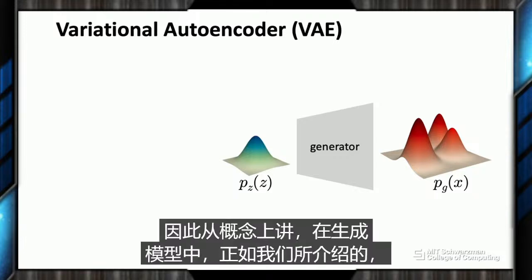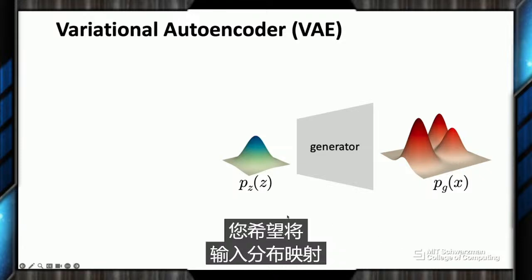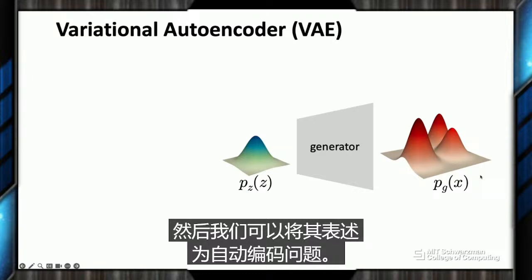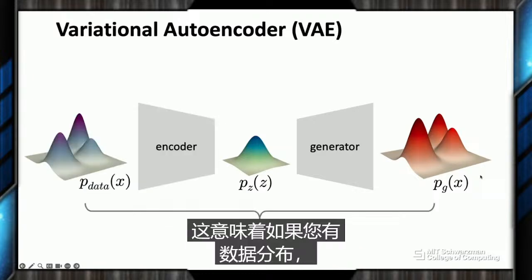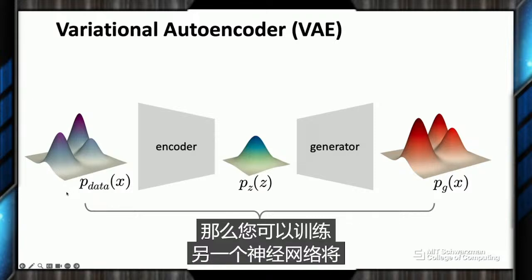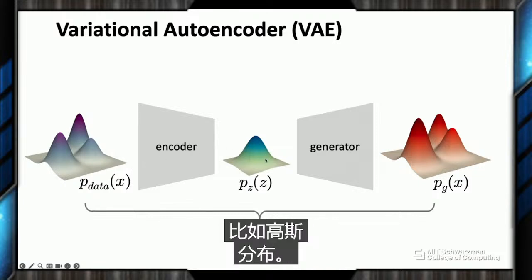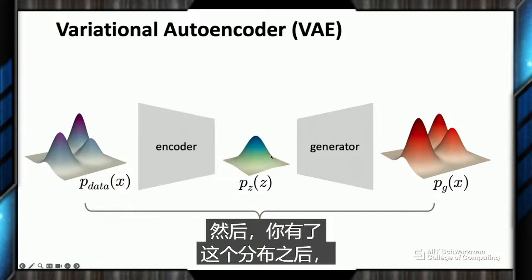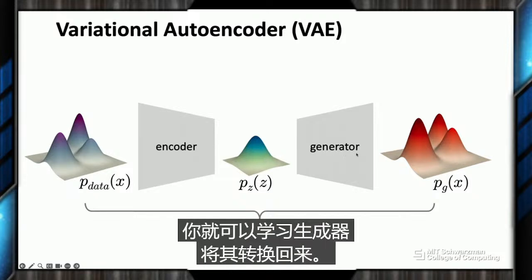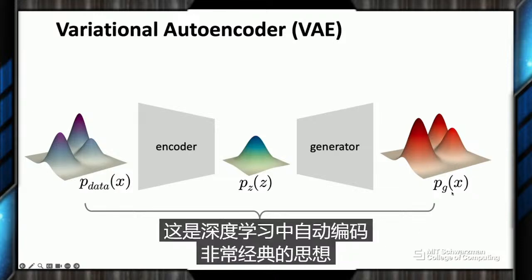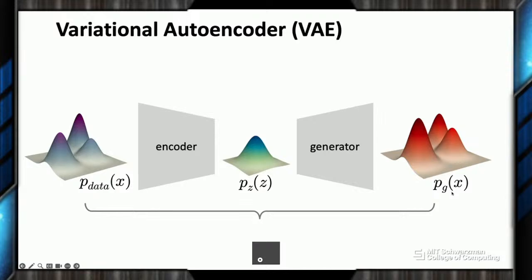Conceptually, in a generative model, as we have introduced, you want to map an input distribution to an output distribution. Then we can formulate this as an autoencoding problem. That means if you have the distribution of the data, then you can train another neural network to map the data distribution to the distribution you like, let's say a Gaussian distribution. Then after you have this distribution, you can learn the generator to transform it back. Then you compute the distance between the inputs and the outputs. So this is the very classical idea of autoencoding in deep learning.